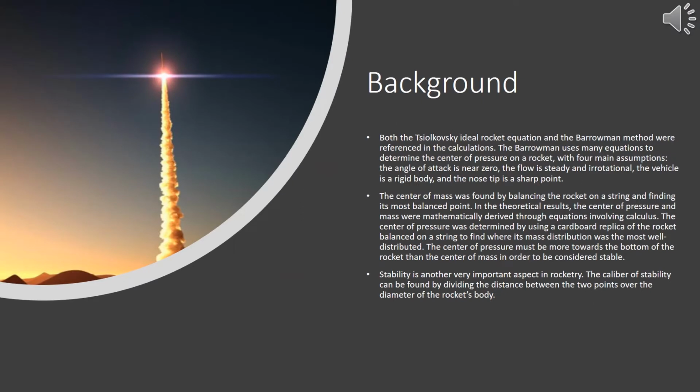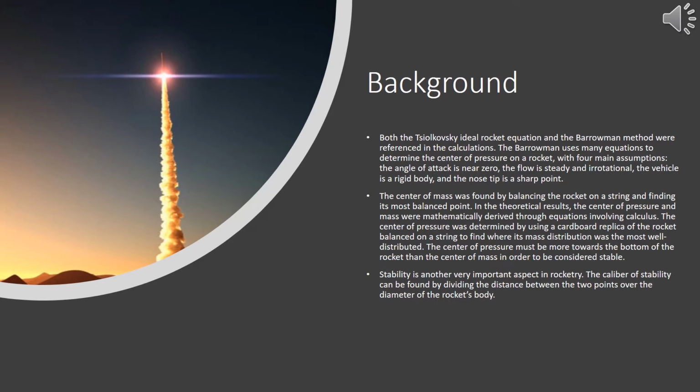Both the Tsiolkovsky ideal rocket equation and the Berryman method were referenced in the calculations. The Berryman method, typically used as a basis for simulations, uses many equations to determine the center of pressure on a rocket, with four main assumptions. The angle of attack is near zero, the flow is steady and irrotational, the vehicle is a rigid body, and the nose tip is a sharp point.